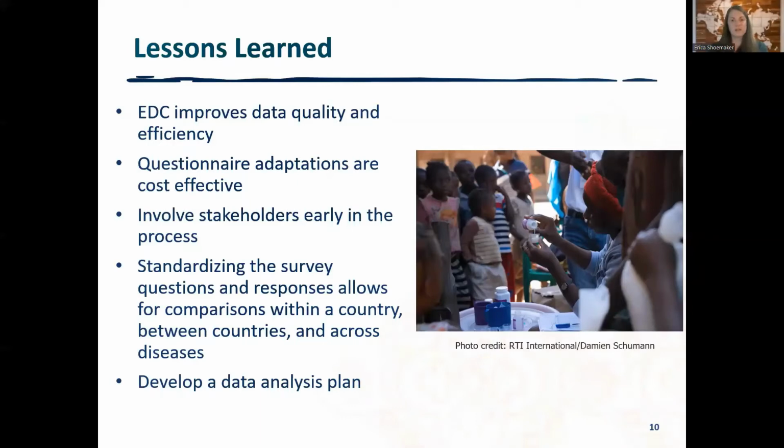Lastly, if you are going to be adapting questions or drafting new questions, it's important to have a data analysis plan to ensure that the data from those questions is analyzed and used for programmatic decision-making.